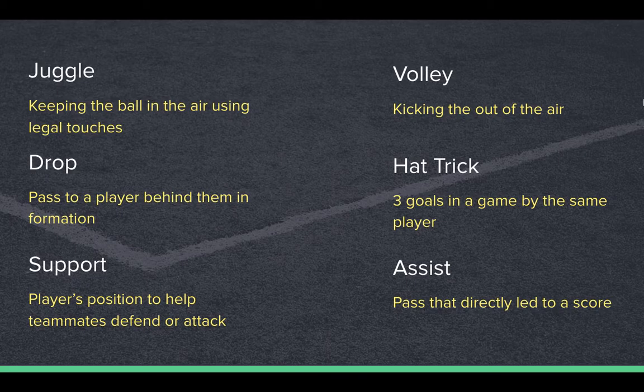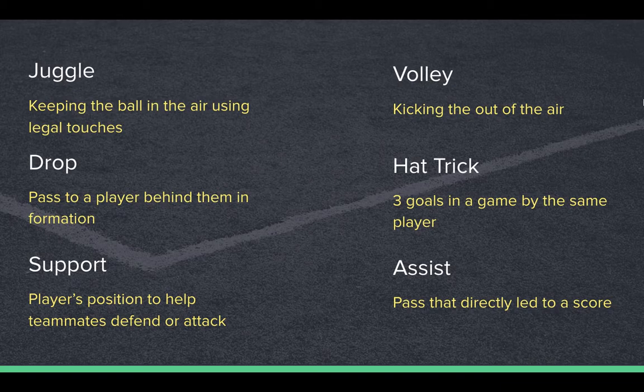To juggle is to simply keep the ball in the air using legal parts of the body. A drop is referring to a pass to a player behind them within formation. So maybe from a midfielder to a defender. Support refers to a player's position in order to help defend or attack. Volley is referring to kicking the ball out of the air. A half volley would be kicking the ball out of the air after it has bounced on the ground.